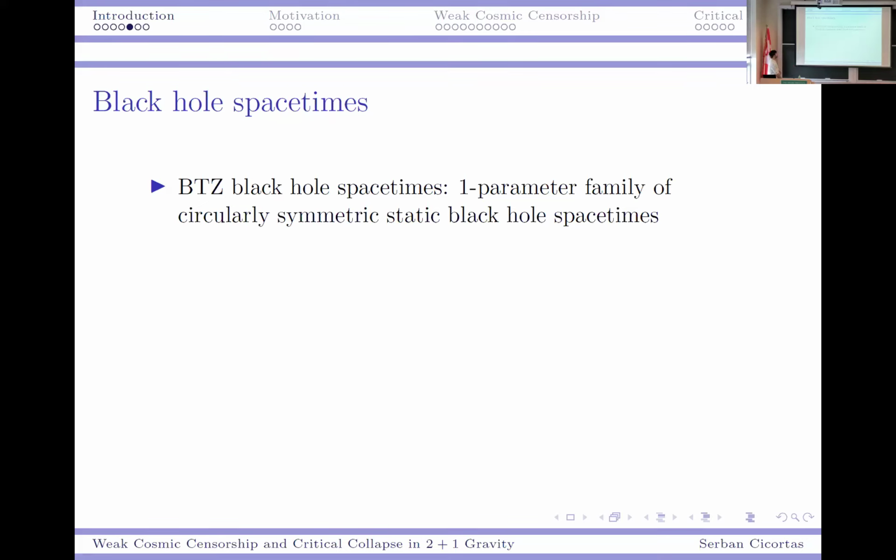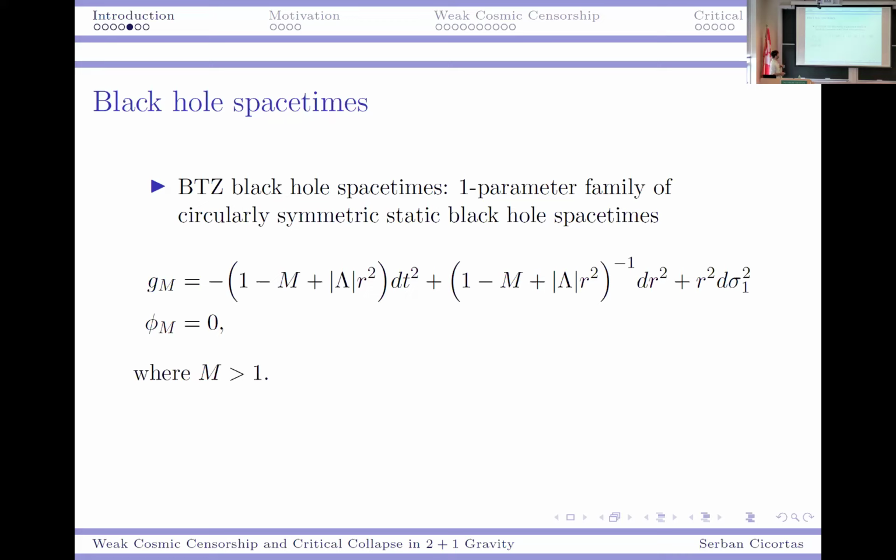So this is a one parameter family of circularly symmetric static black hole spacetimes, and I'm giving you the formula here. Again, the scalar field vanishes identically. More generally, you could consider this family for all values of the parameter m, but it turns out that these are actually black hole spacetimes only when m is greater than 1.